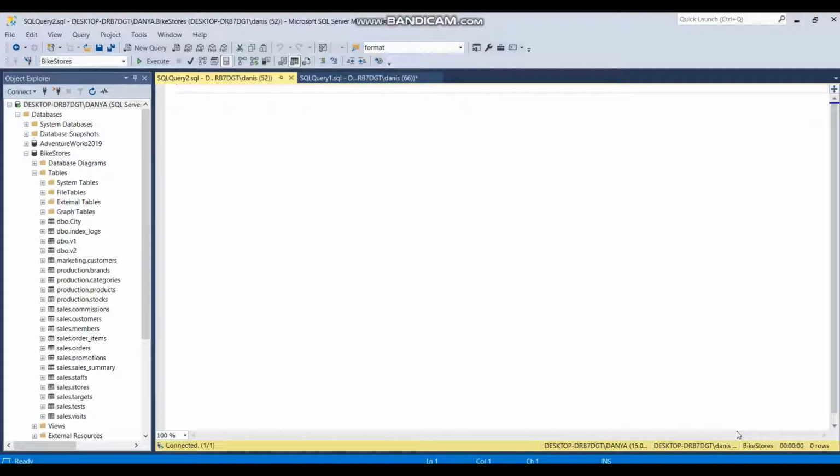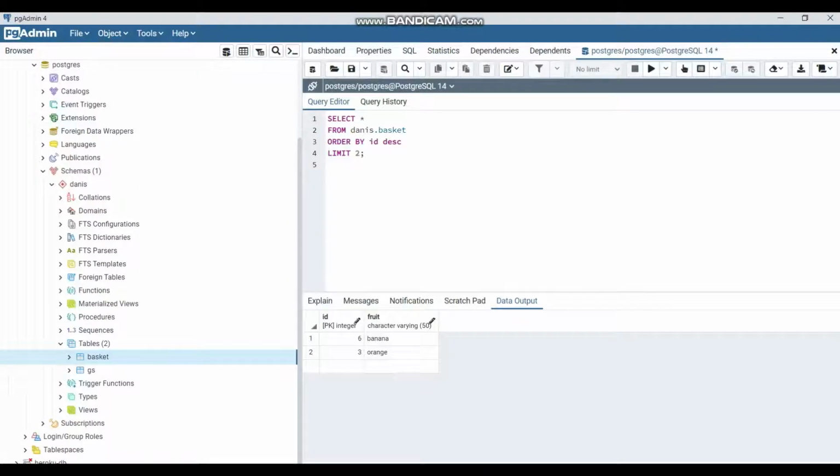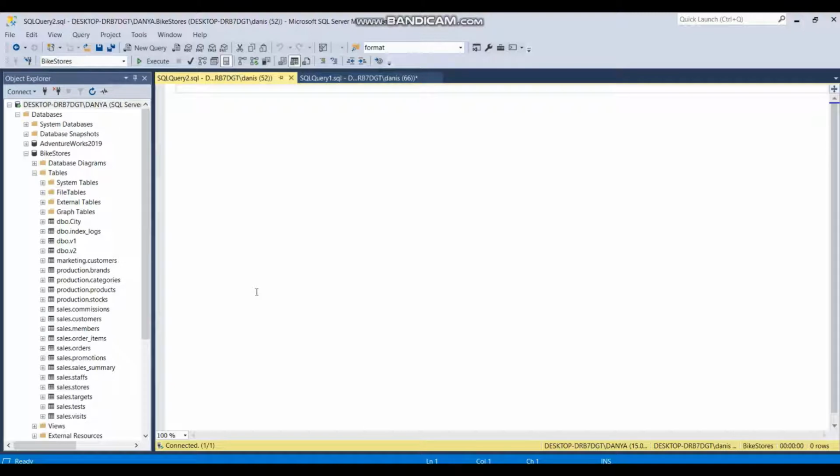I am going to use Microsoft SQL, so the DBMS. There are a lot of different DBMS like pgAdmin, MySQL, Oracle, and you can use them. Also I have pgAdmin here, but I'm going to use Microsoft SQL Server. So first of all, I am going to walk you through SQL.